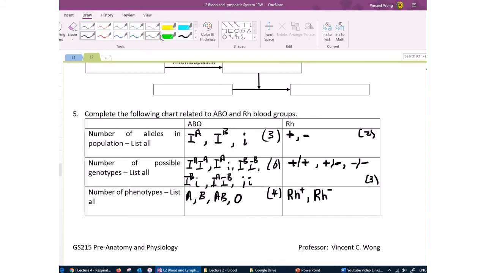Okay, so just to make this a little more clear, if you are homozygous positive or heterozygous positive, you will be Rh positive. It doesn't matter if you have 1 copy or 2 copies, as long as you can make it, you are considered Rh positive. On the other hand, if you are Rh negative, that means you do not have the allele to make the Rh antigen. So there are only 2 phenotypes for the Rh blood group.